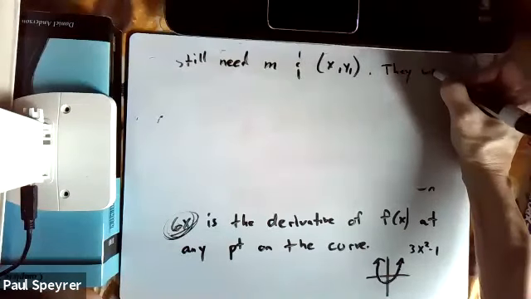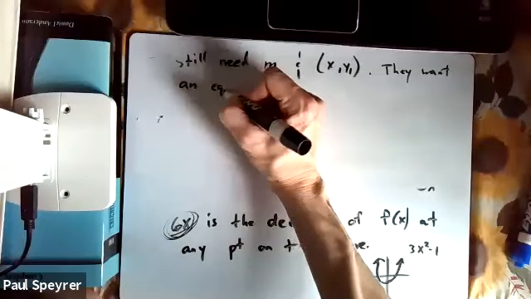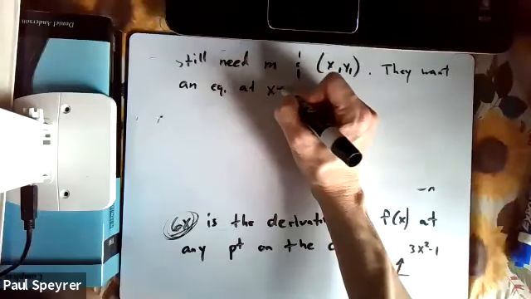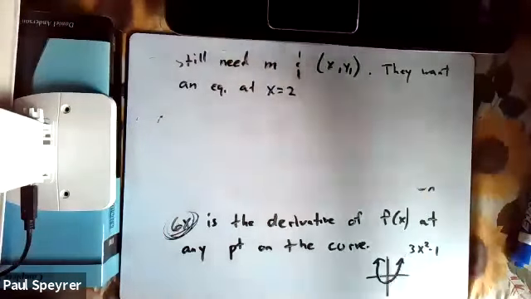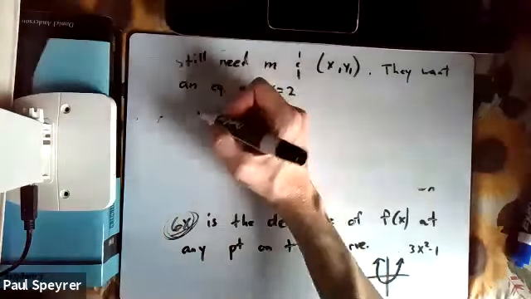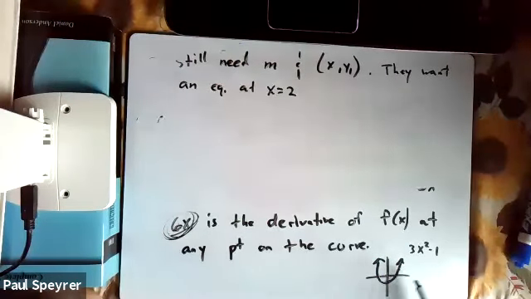They want an equation at x equals 2, okay? Well, from there we can figure out all this stuff, right? So remember, this 6x, that's the derivative of this particular curve. That gives us the slope at any point on this curve.